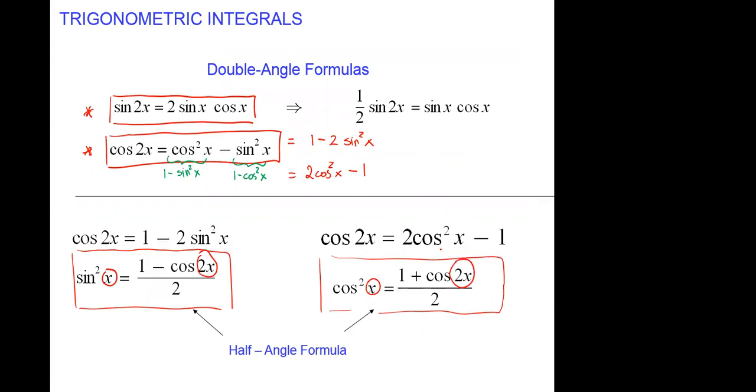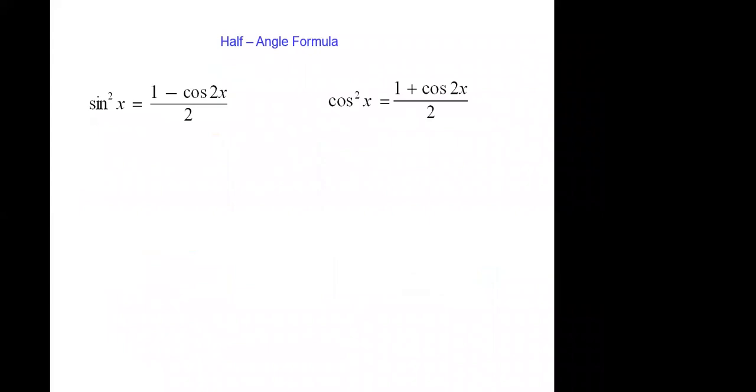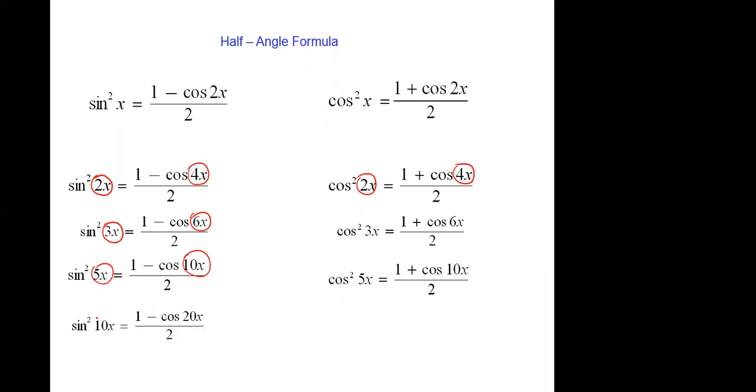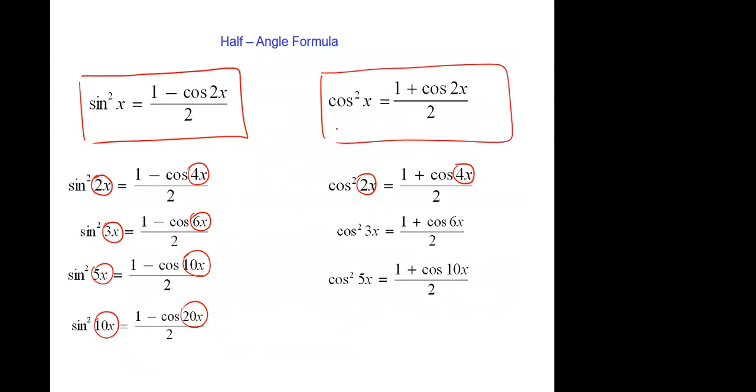So let's see again a few ideas. That's the formulas. Now, if we have sine square of 2x, that means 2x is half of this. Just to know how to apply the formulas. Sine square of 3x, 3x is half of 6x. And 5x is half of 10x, and 10x is half of 20x. That means we just make sure that we can read properly the top formulas, the half-angle formulas.